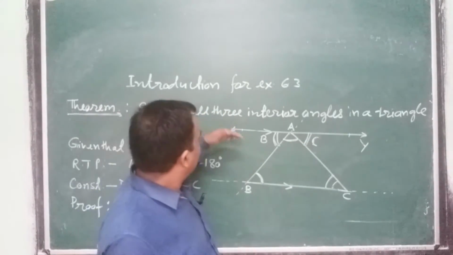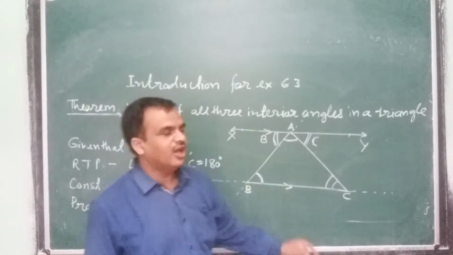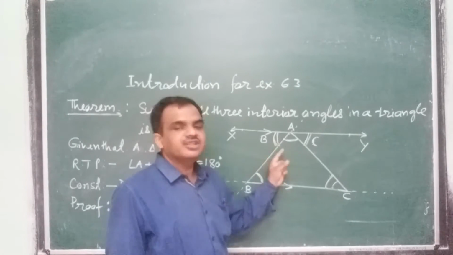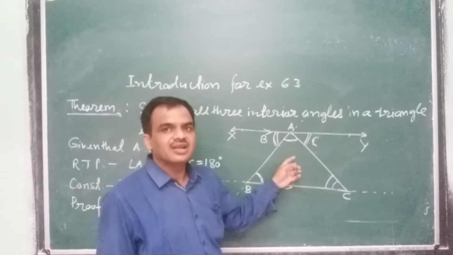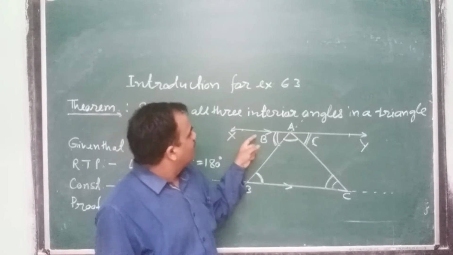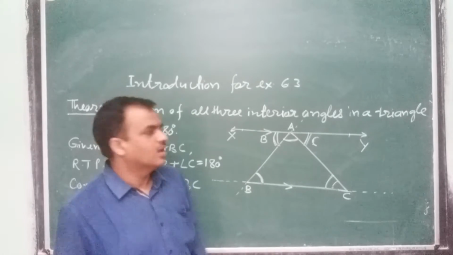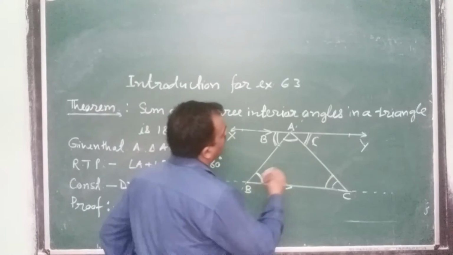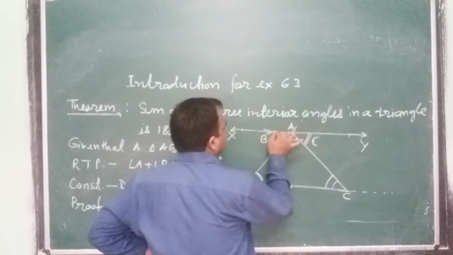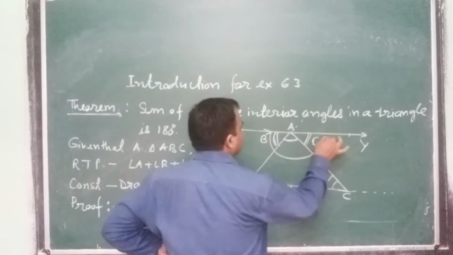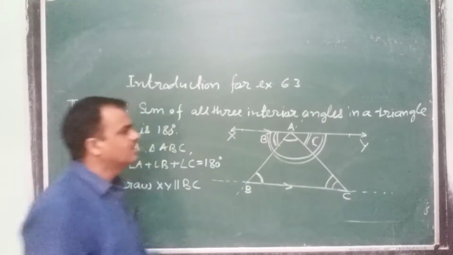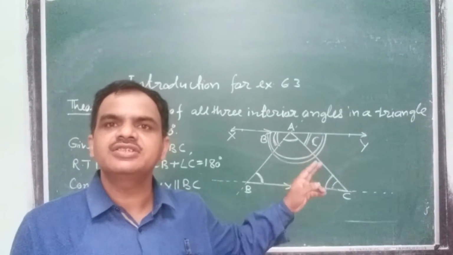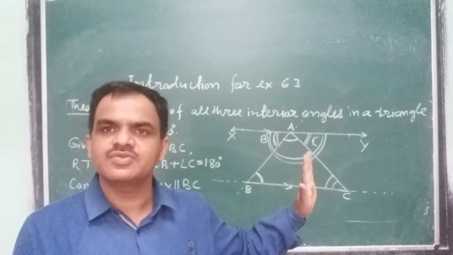So as this XY is a straight line and we have got three angles at this very point A, then by using the concept of linear pair of angles, not exactly linear pair of angles, this is the straight line, so this complete angle will be of 180 degree. By using this concept, you can say that the sum of these three angles, that is A plus B plus C, is 180 degree.